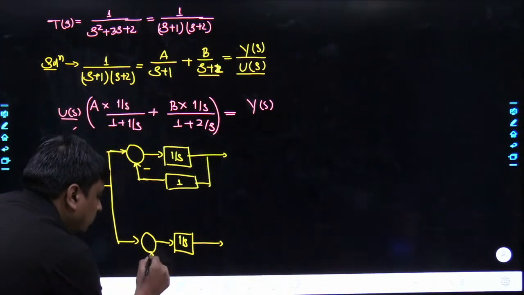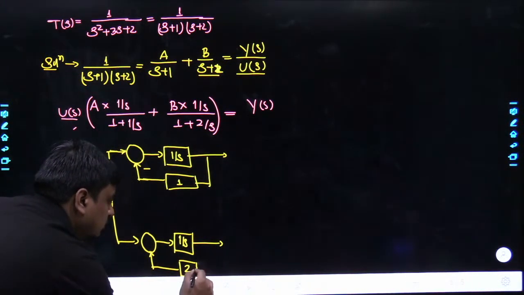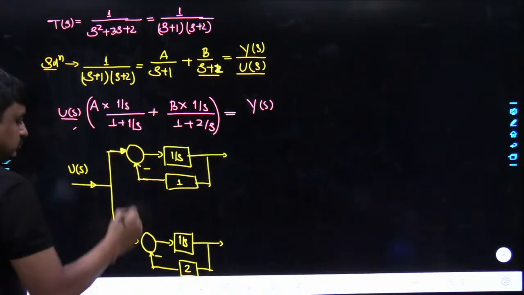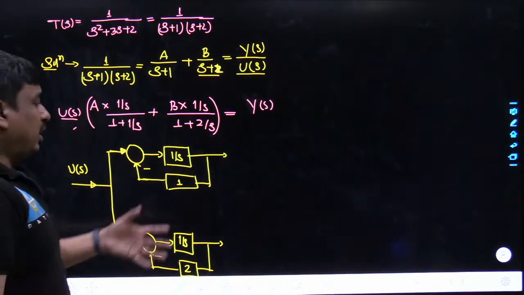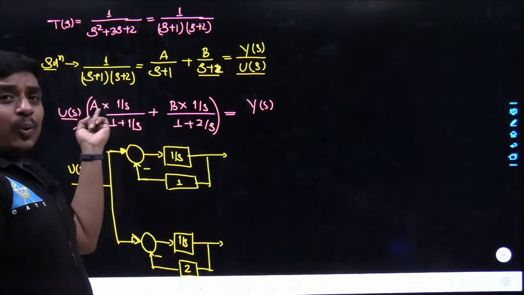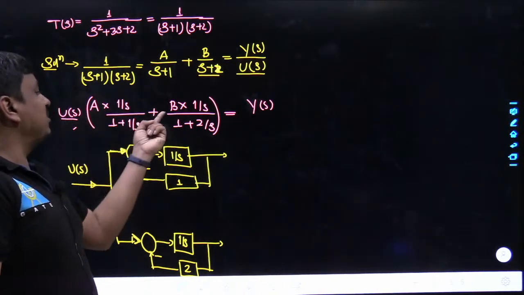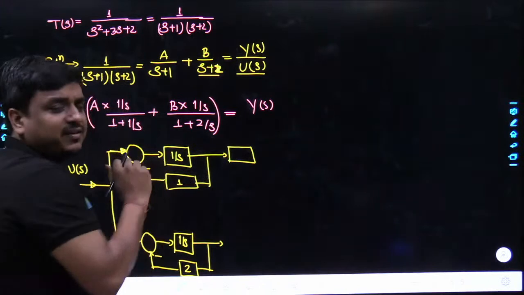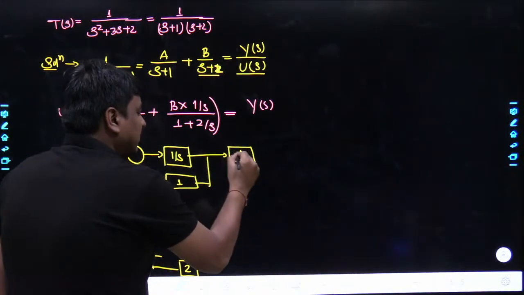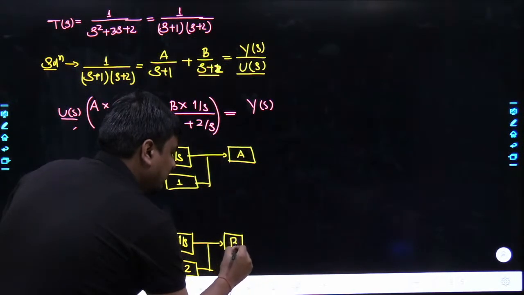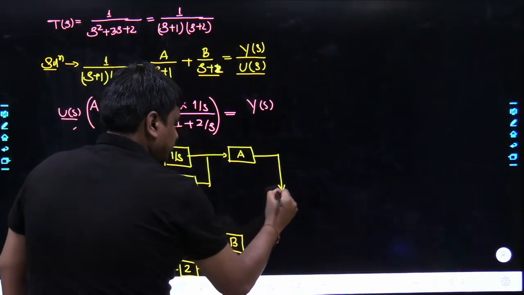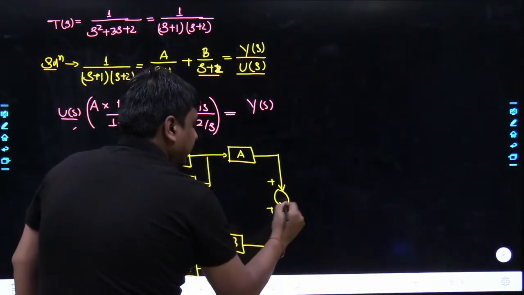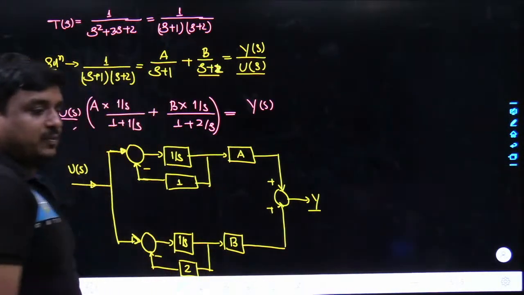And here it becomes minus, minus. Now before the signal gets added, it requires the additional gain of A with the first and similarly the additional gain of B with the second. So what I would be doing? After getting processed with 1 upon s divided by 1 plus 1 upon s, I would be providing the additional gain of A, and similarly I would be providing the additional gain of B. They would get added and here it would be y.